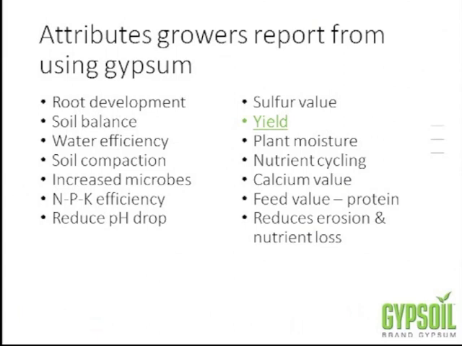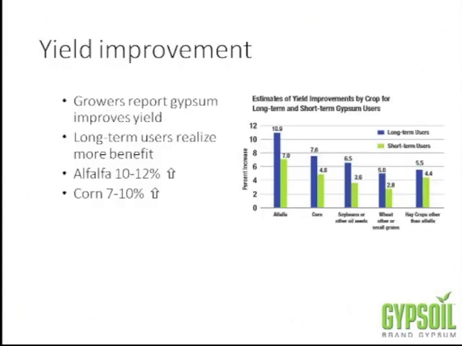Yield, of course, we all know what yields are going to do. In the economic study that we did, the long-term users are realizing more benefit, but they're saying a 10 to 12% return on alfalfa. And if you look at $200 a ton alfalfa, that gets to be pretty valuable. And of course, corn, a 7 to 10 bushel yield change.